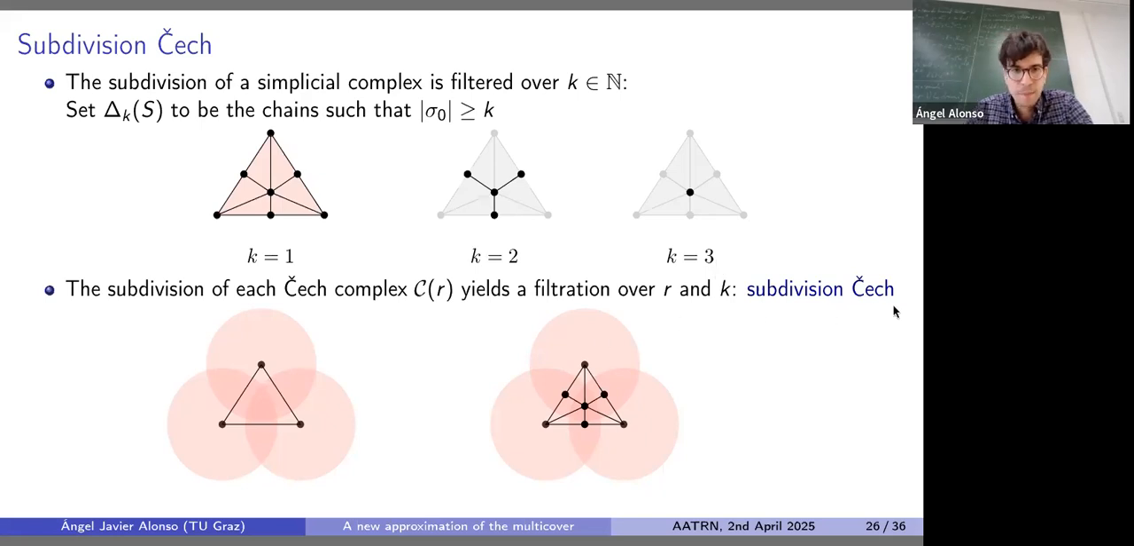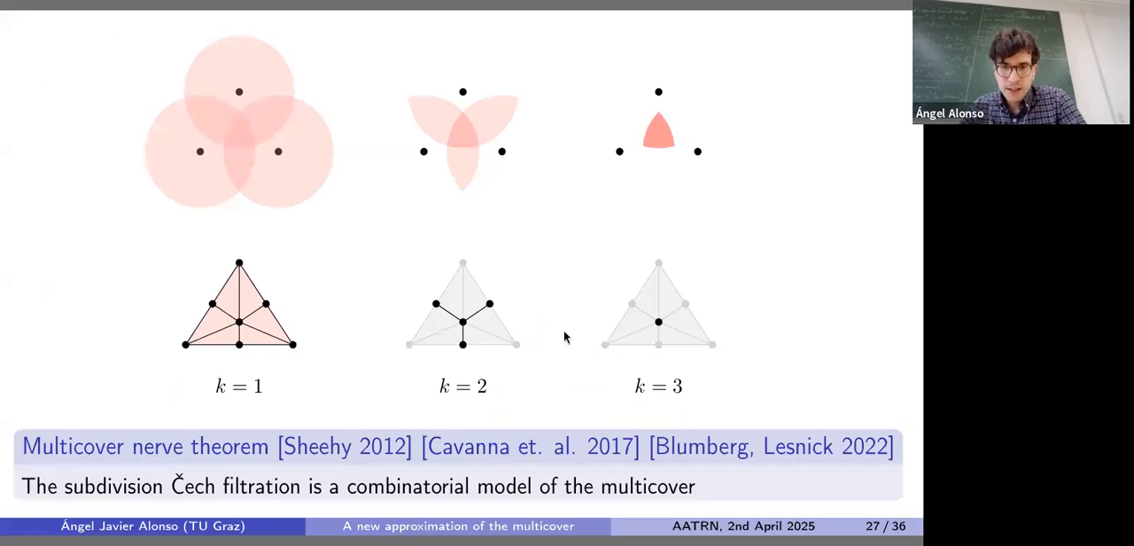This will be called the subdivision Čech. So here we'll have a little example. Here we have 3 points, and the Čech complex will be this triangle. And then you can see, perhaps proof by picture, some intuition: we add a point that corresponds to this intersection, a point for this intersection, and so on. And finally, a point that corresponds to this intersection. Okay, this is the subdivision Čech. Here is another picture. And the multicover theorem says that this subdivision Čech bifiltration is a combinatorial model of the multicover. These are ideas of Sigi.